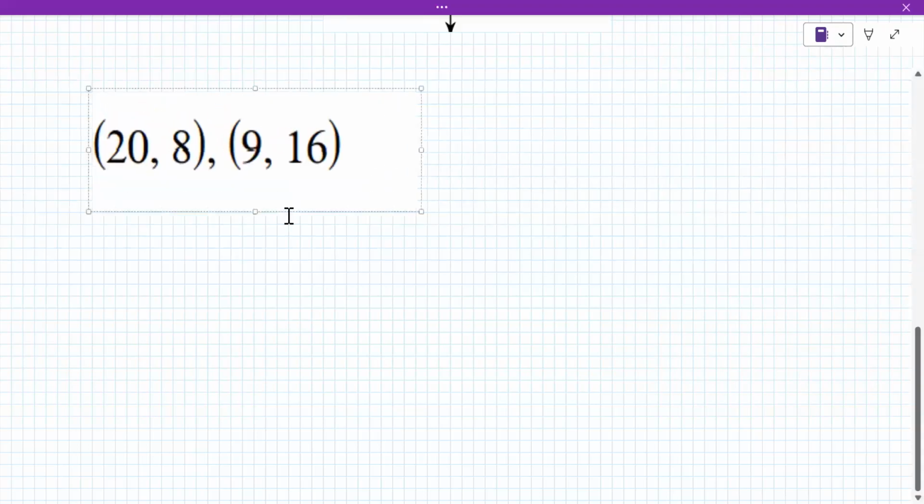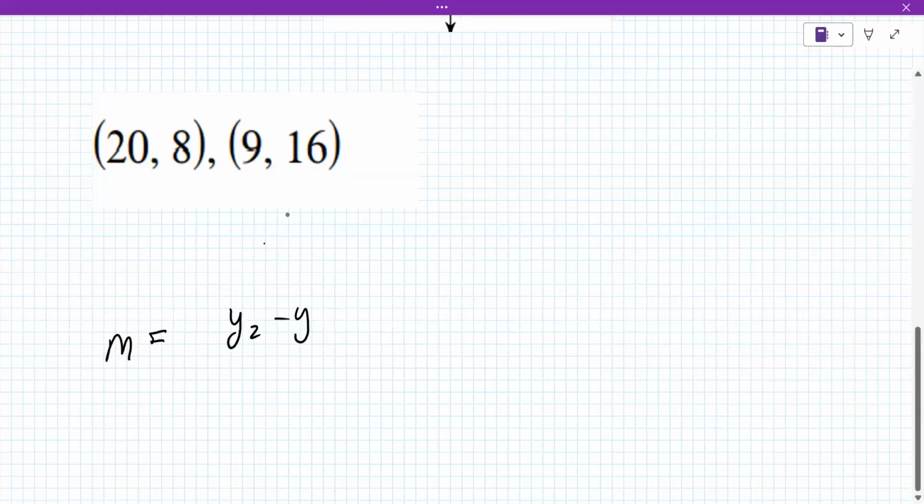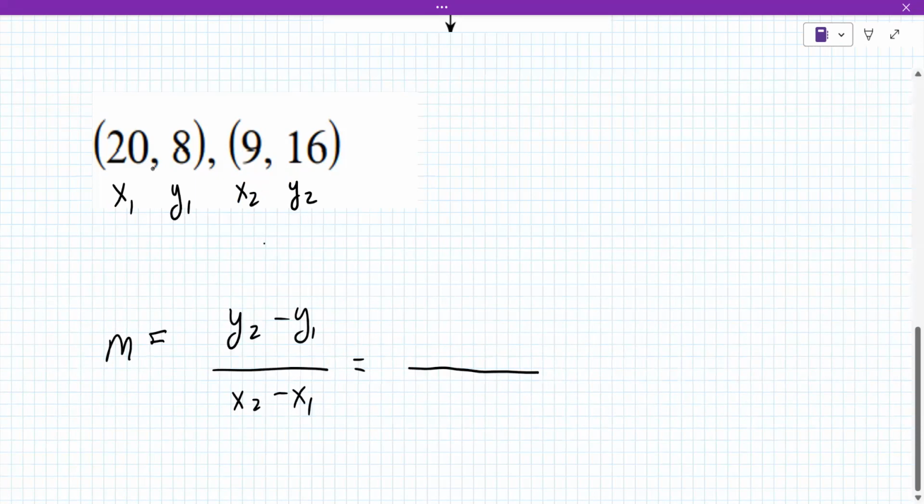Okay, so here are two ordered pairs. And the problem would say, what is the slope between the two ordered pairs? And there is a formula. Slope is y2 minus y1 over x2 minus x1. Now, the reason there's subscripts is because you have more than one x. You actually have an x1, a y1, an x2, and a y2. So I want you to put those values into this equation and let me know what you come up with.